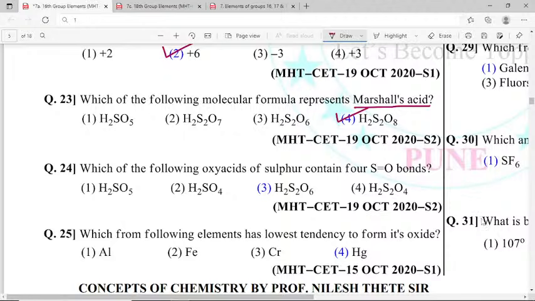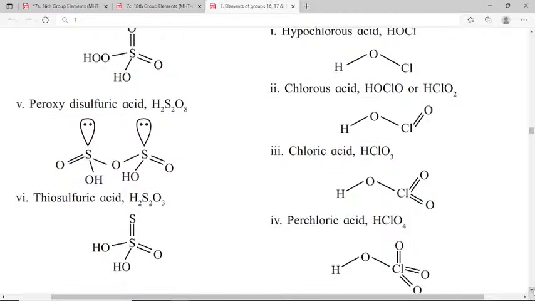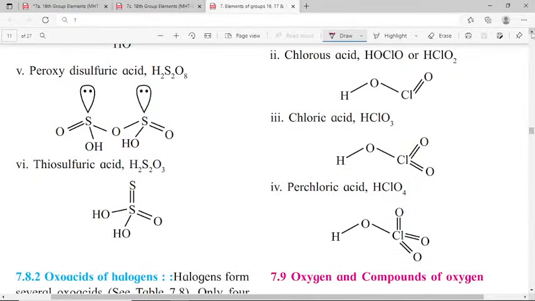Which of the following oxoacids of sulfur contains 4 S=O bonds? Four S double bond O bonds. H2S2O6.